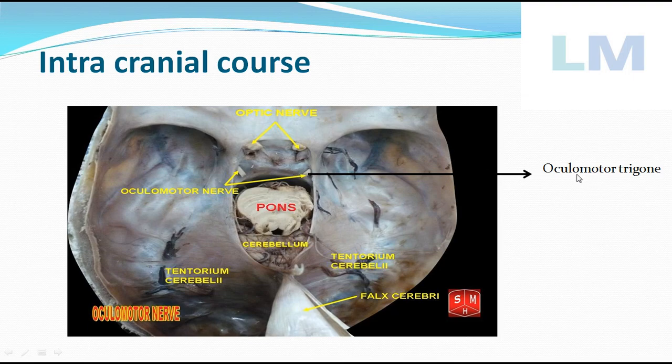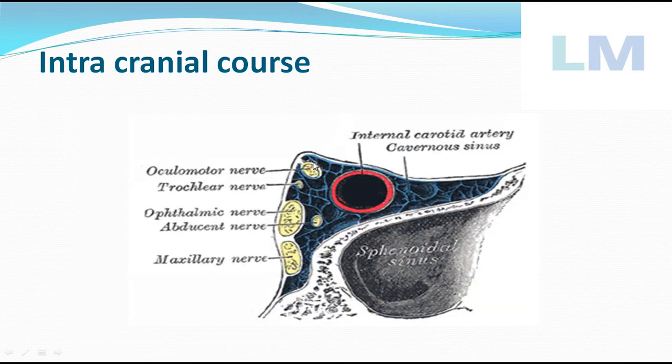It's called the oculomotor triangle or oculomotor trigone. Trigone and triangle mean the same, it's Latin, that's all. So it pierces the oculomotor trigone. The dura mater it pierces and comes to lie in the lateral wall of the cavernous sinus, which you can see in this diagram. See here.